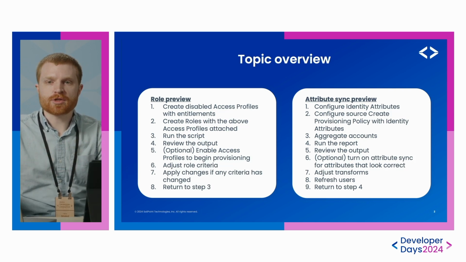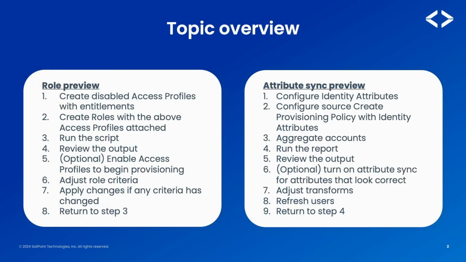Like the other script, it'll also output to a CSV, so we'll run that report. We'll look at the report in Excel, and then at any stage we can turn on attribute sync and let those changes flow downstream. Or maybe at this point we see that something's off and we want to adjust a transform. We'll go back in, make that change, refresh the users for that identity profile, and then return to step 4. Again, it's another one of those iterative processes, so we keep making those changes until we're good with it, and turn everything back on.